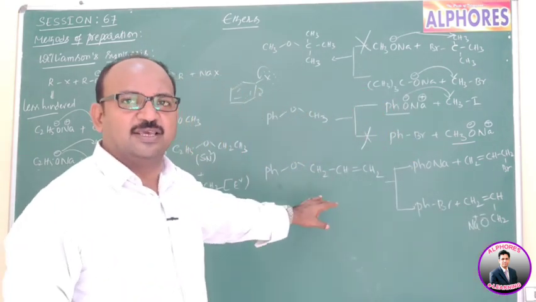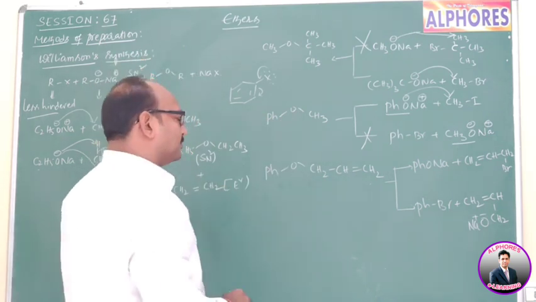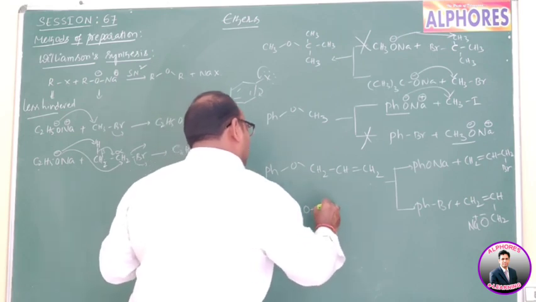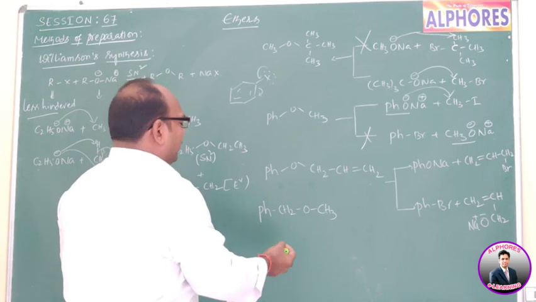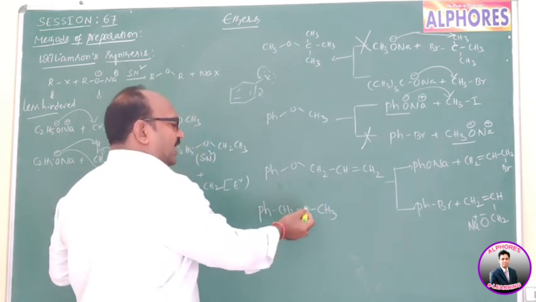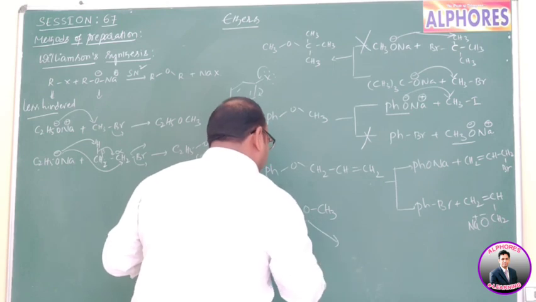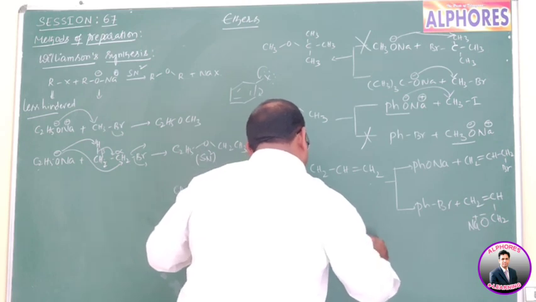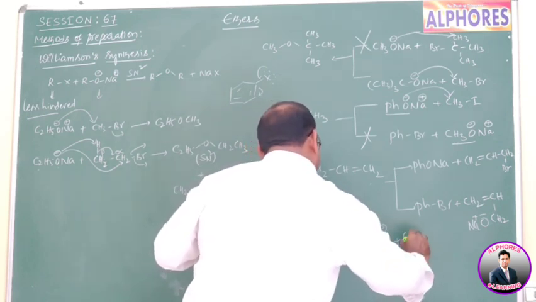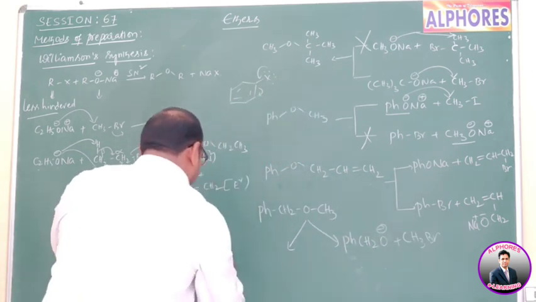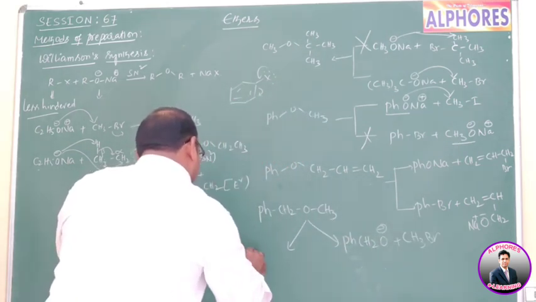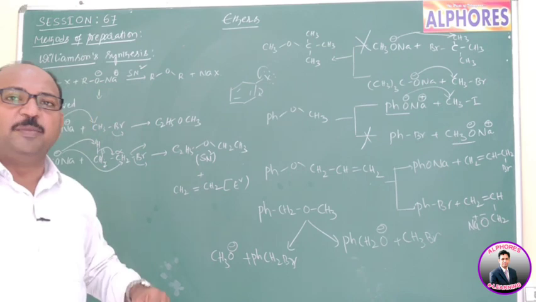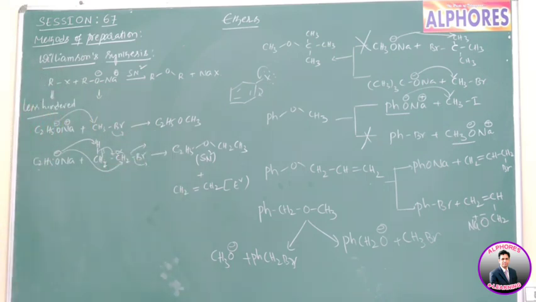Check yourself. Similar to this, one more question is benzyl, PhCH2OCH3, methyl benzyl ether. In which way can we prepare this methyl benzyl ether? Possibility number 1: PhCH2O minus plus CH3Br, and another way: CH3O minus plus PhCH2Br. So in which way can we prepare it, means in which way are we getting the maximum yield of product?